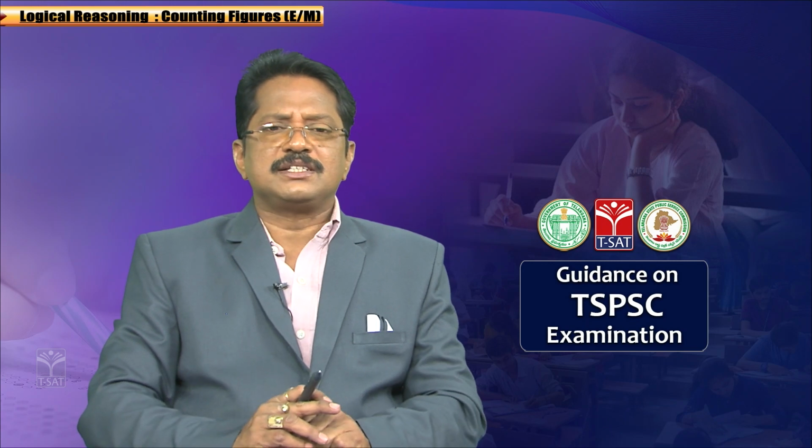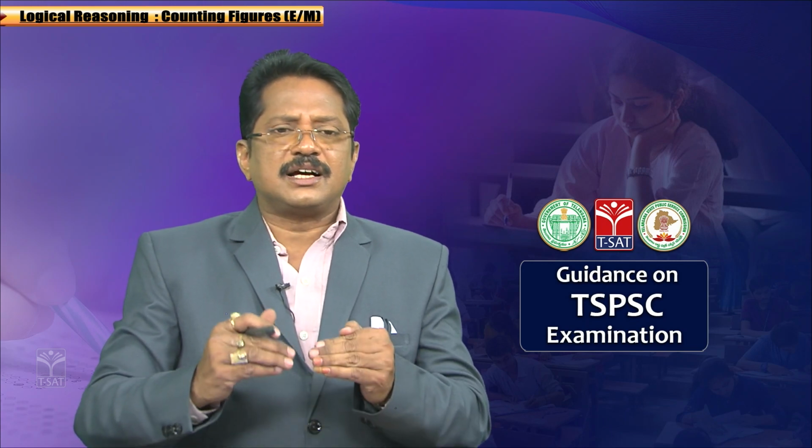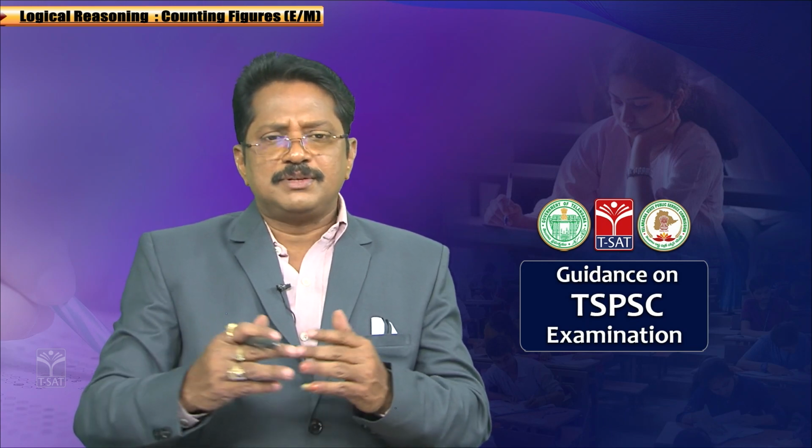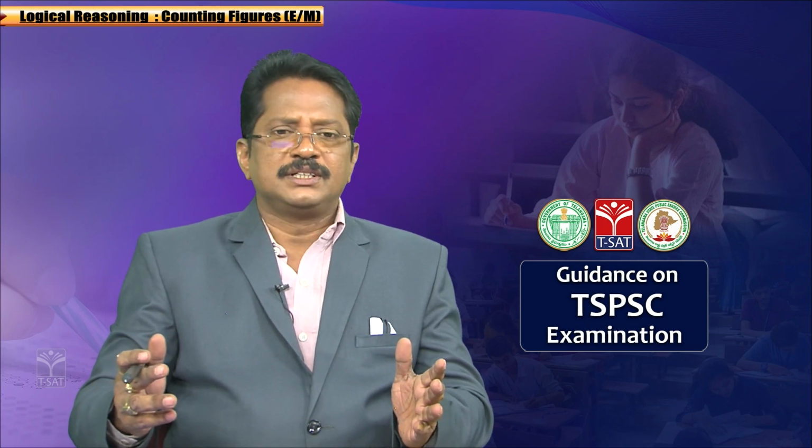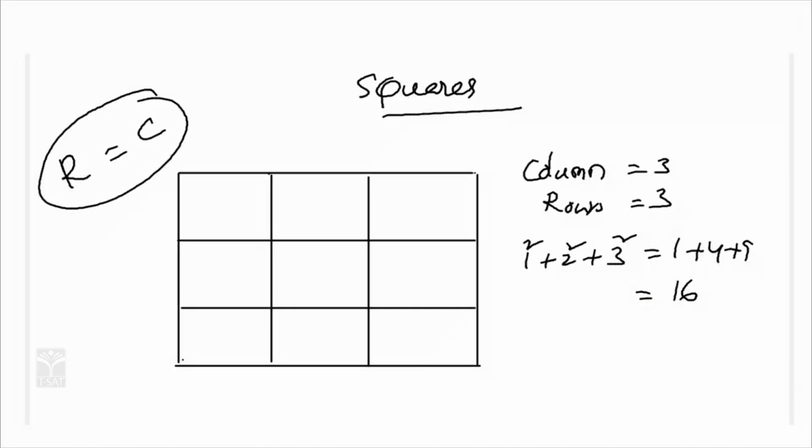Generally a square will be formed by the rows and columns. So now observe here, how many rows are here? 1 2 3, there are 3 rows, 3 columns. So rows and columns are equal. There are 2 conditions. One is rows and columns are equal. Rows and columns are different is another condition.